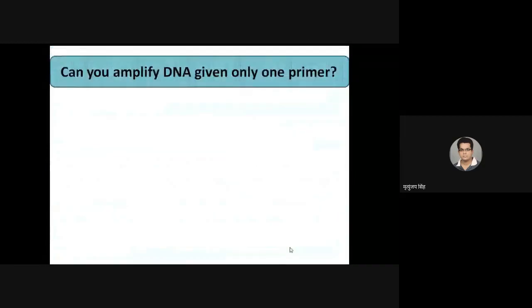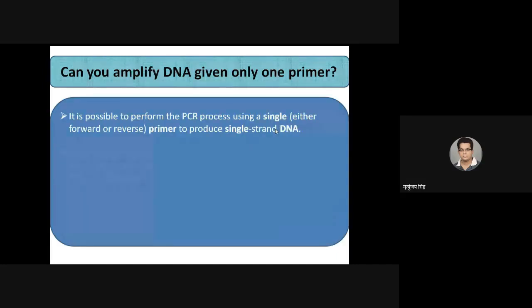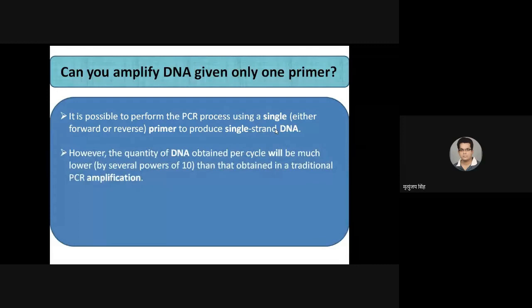Now, can you amplify DNA given only one primer? It is possible to perform the PCR process using a single primer, either forward or reverse, to produce single-strand DNA. However, the quantity of DNA obtained per cycle will be much lower, by several powers of 10, than that obtained in a traditional PCR amplification.